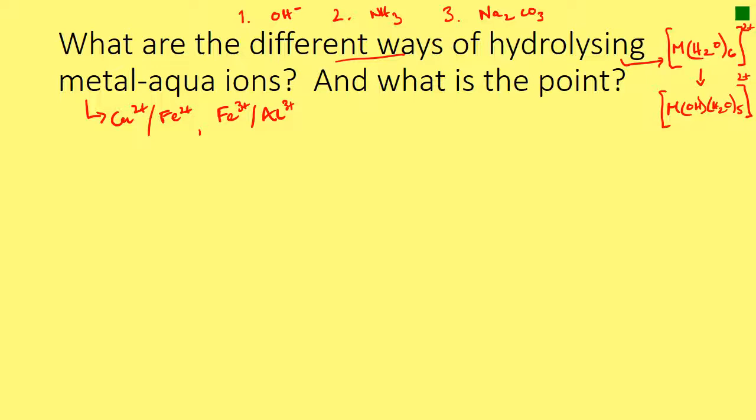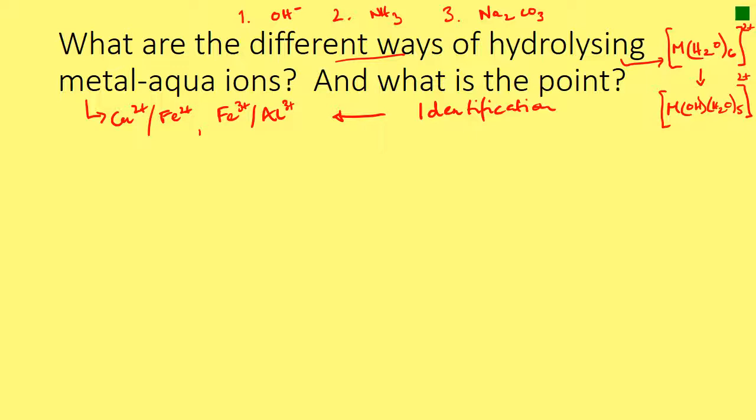So that's unpicked the first question, and the second question, what's the point of all this? Well, the point of it is for identification. If we wanted to identify which one of these four ions we've got, then we might do one or more, all of these hydrolysis reactions, adding hydroxide, adding ammonia, adding sodium carbonate, and we would get different products produced, and whatever products were produced would tell us what ion we started off with, so we could identify the metal ions. So that's the point.